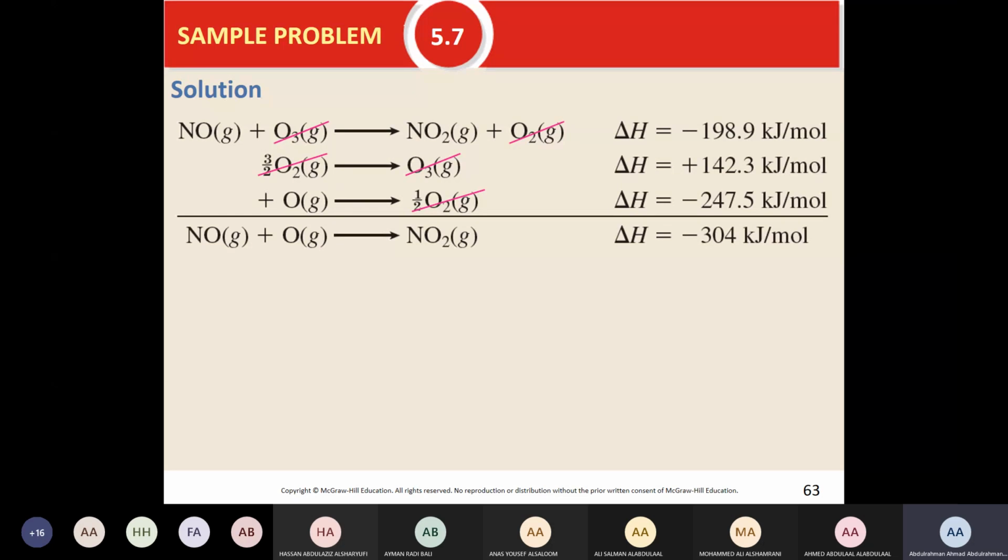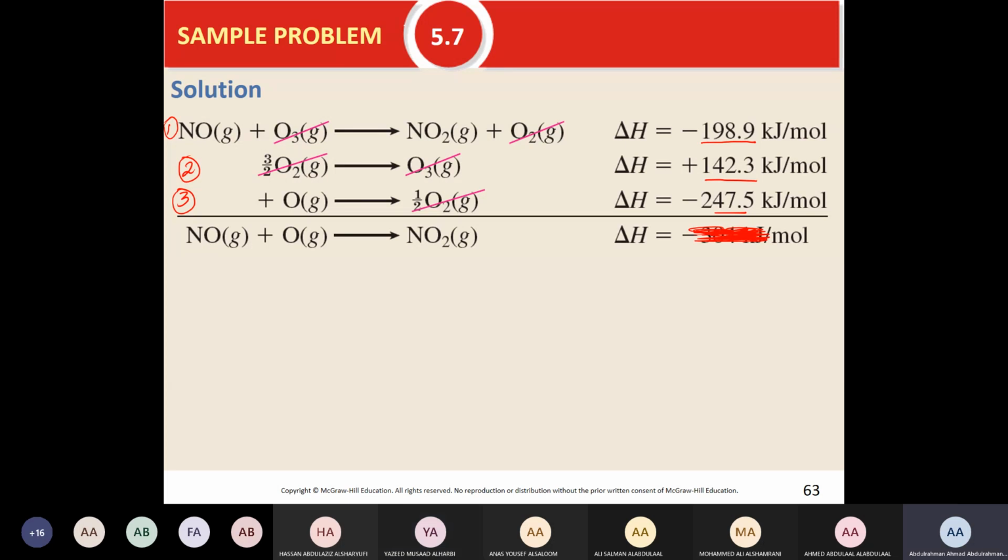This is reaction 1 plus 2 plus 3. We know the heat of reaction 2. We know the heat of reaction 3. But we don't know the heat of reaction 1. Suppose that this number here we cannot see. Can we calculate this number?